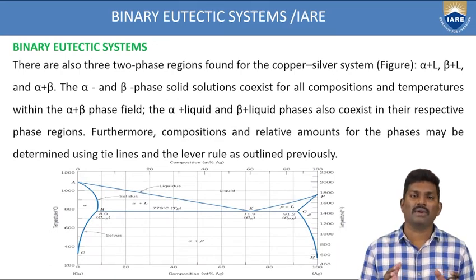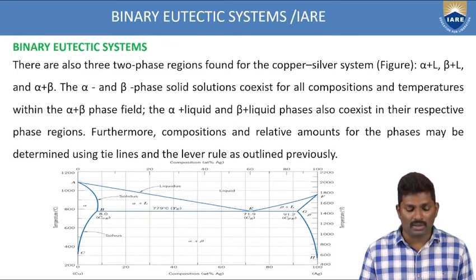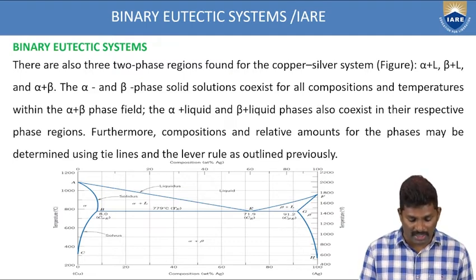Now, like that, you are trying to identify how many single phases there are. Similarly, how many two phases there are in this binary eutectic system is also very important for us. So there are 3 two-phase regions for the copper and silver. What are those 3 here? You have to identify how many there are.